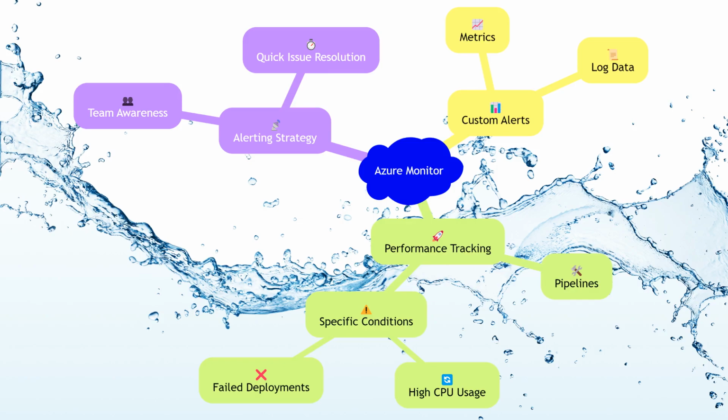Azure Monitor is a powerful tool that allows you to create custom alerts based on metrics and log data. You can use Azure Monitor to track the performance of your pipelines and set up alerts for specific conditions, such as high CPU usage or failed deployments. By leveraging Azure Monitor, you can create a comprehensive alerting strategy that ensures your team is always aware of the state of your CI/CD processes and can quickly address any issues.